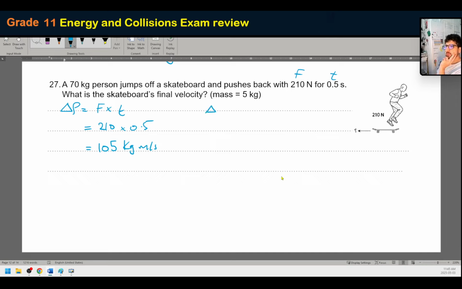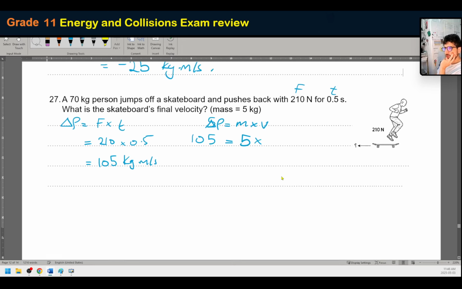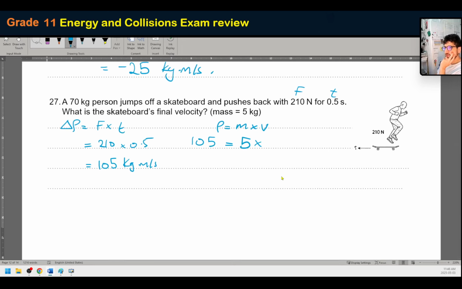The momentum of the skateboard is going to be mass times velocity. What is the mass here? Mass is not 70, that's just there to trick you. The mass is 5. Okay, that's the mass of the skateboard. So 105 is equivalent to 5 times velocity. Therefore, velocity is equal to 105 divided by 5, and that's going to be 21 meters per second.